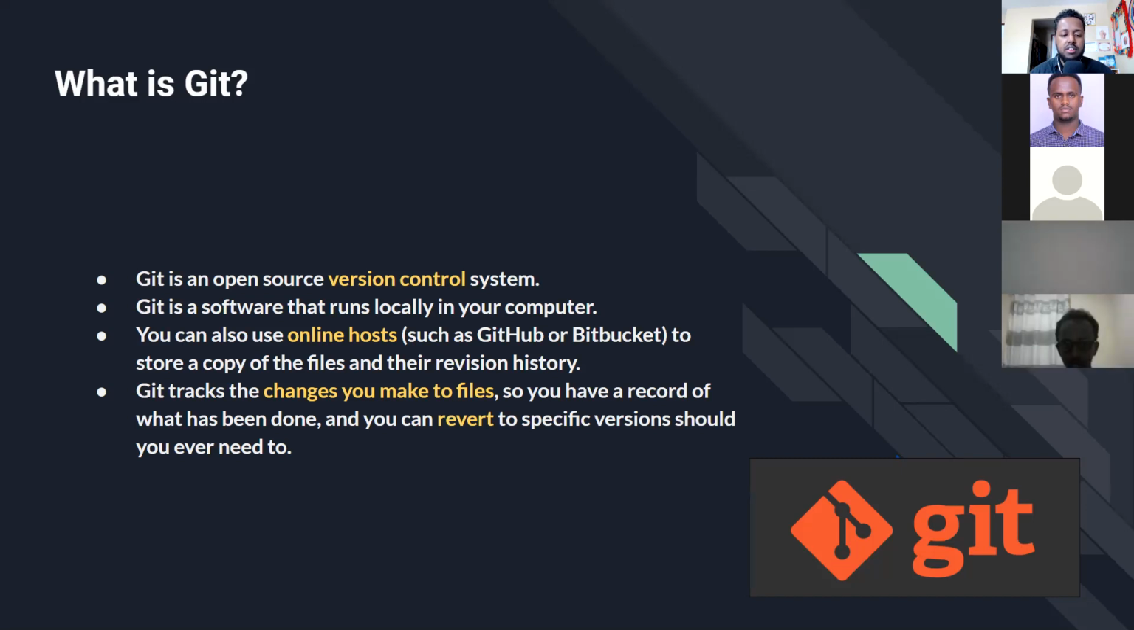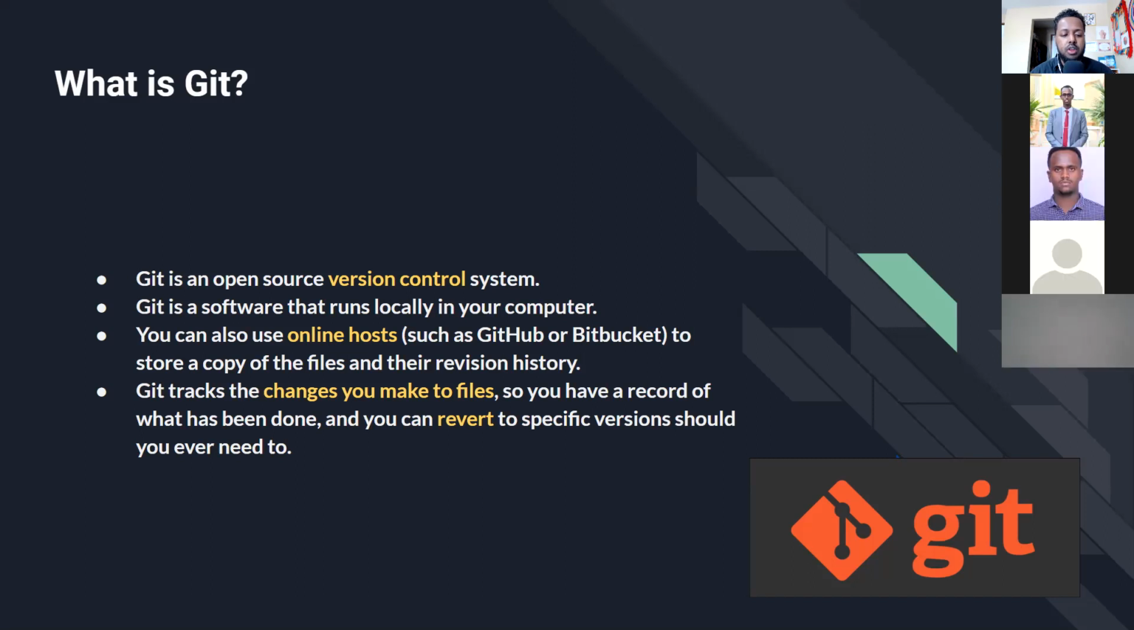Git also tracks the changes you make to your file. So every time you make a small change, it keeps a record of that. And you could always go back to an old version of your code. You could go back to any version of your code. So whenever you save, you could go back to that.